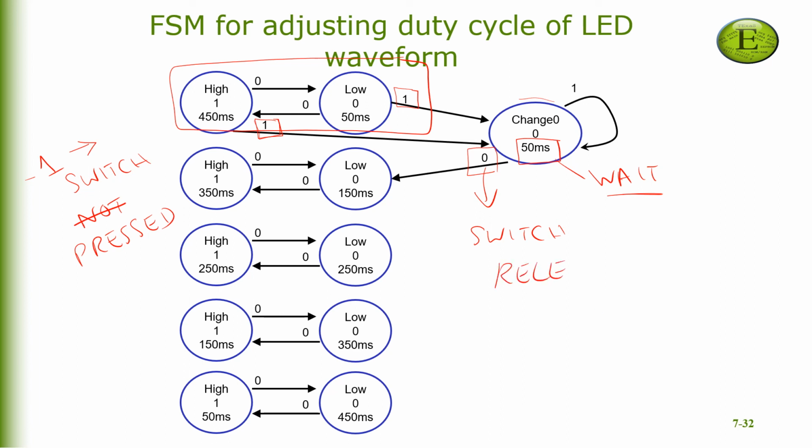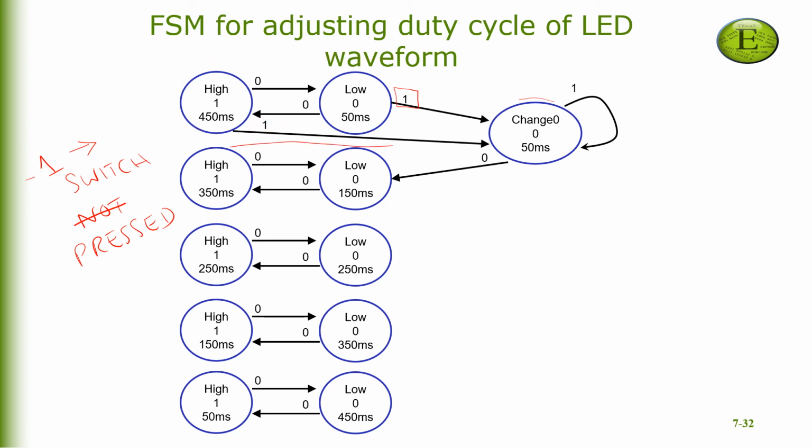It's like a push button. The best way to think about the switch in this case is a push button. So the switch pressed, we go from 90% duty cycle states to the transition state, stay in there for 50 milliseconds, and then when the switch is released we are ready to move on to the next pair of states, as is the case here. And this pair represents the 70% duty cycle.